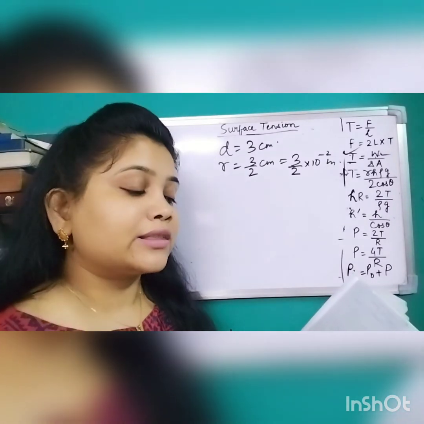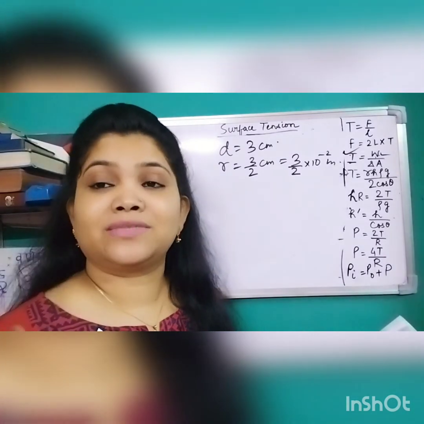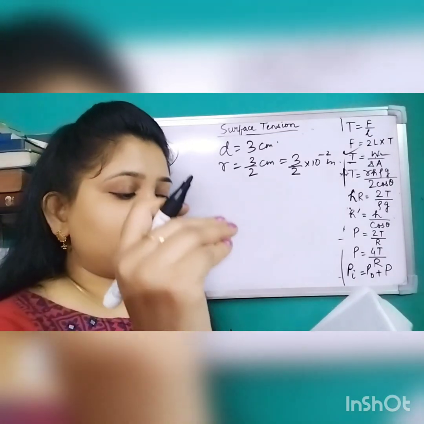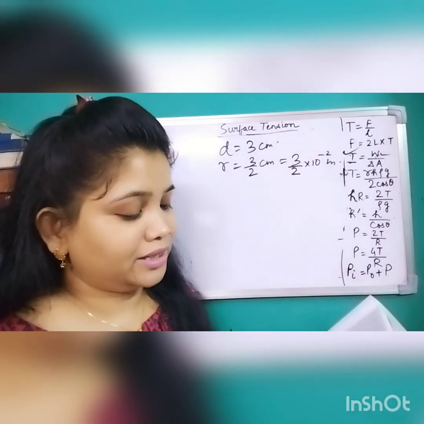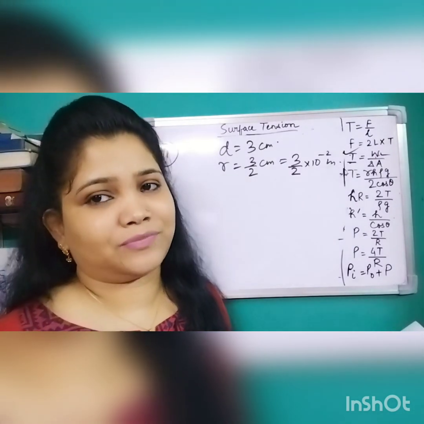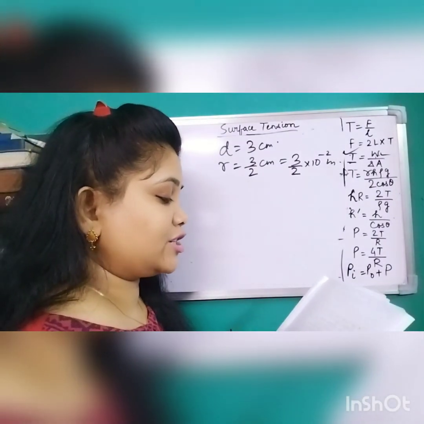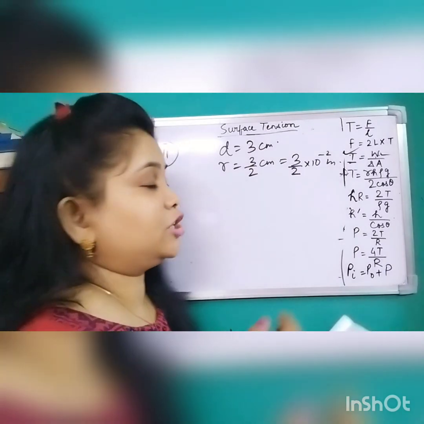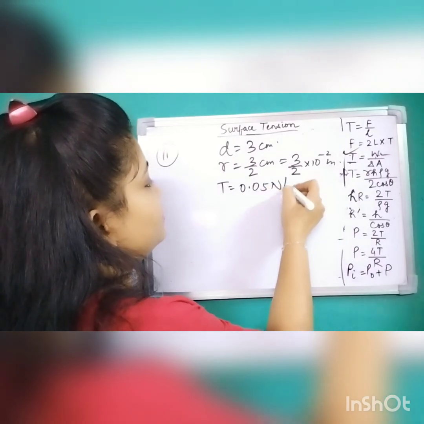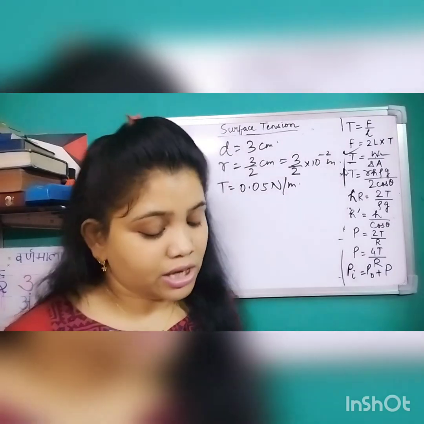Okay, what else is given? The ring is placed horizontally on the surface of a soap solution. Now, soap solution has two surfaces, and then it is raised up slowly. How much upward force is necessary to break the vertical film formed between the ring and the solution? Here surface tension is not given, so I picked up the surface tension from the values given in your book. T is given as 0.05 Newton per meter. You will get the surface tension from the table given in the beginning of the numericals.